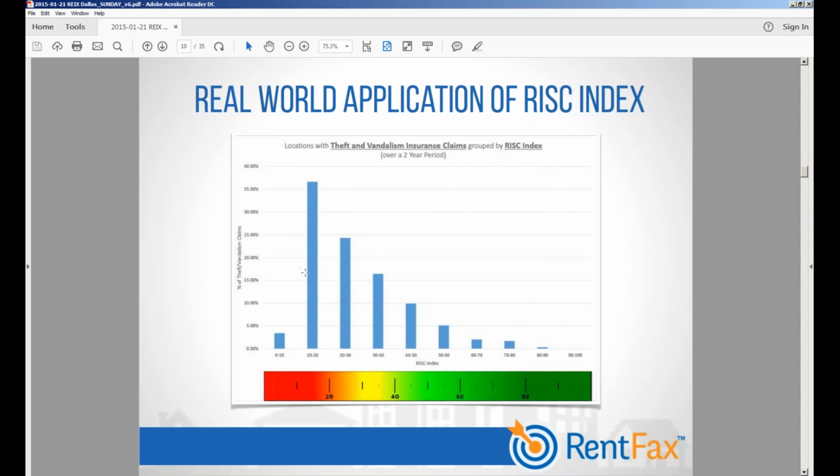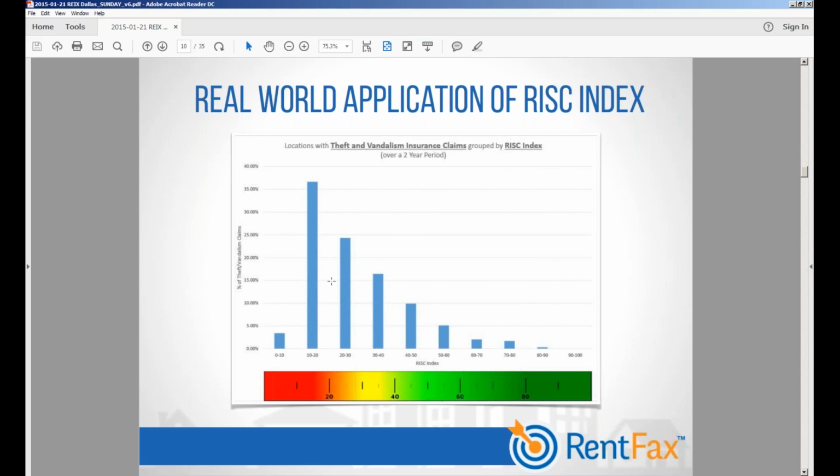And this graph corresponds to this chart from 0 to 10, 10 to 20, 20 to 30. These are the scores on the chart. And then this is the number or the percent of claims. So you can see here that with this company, the number of theft and vandalism claims, over a 2-year period, almost 35% of them occurred in scores from 10 to 20, down in this range.